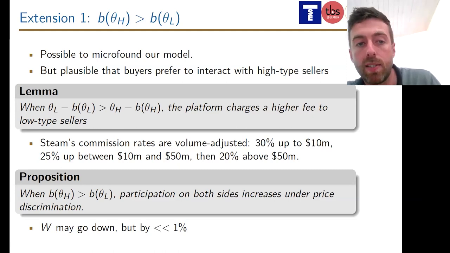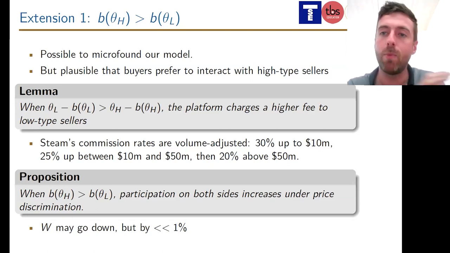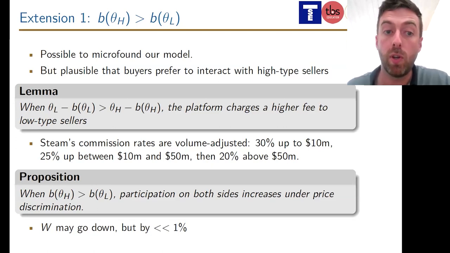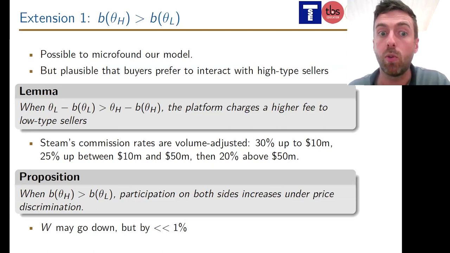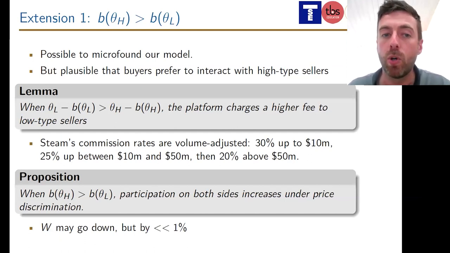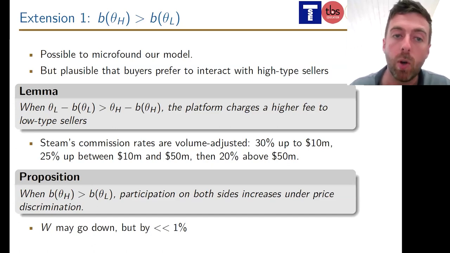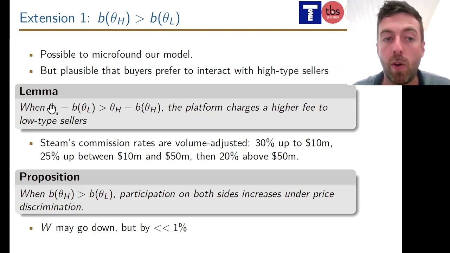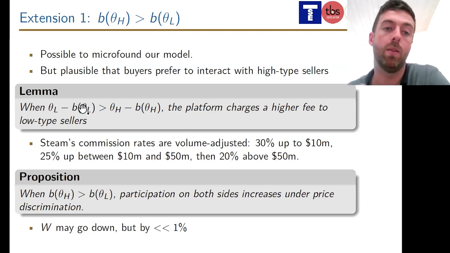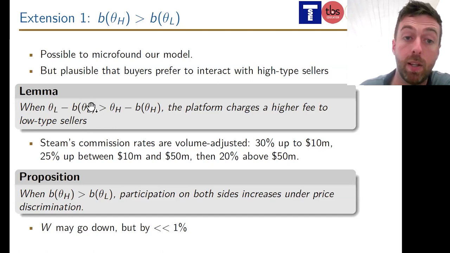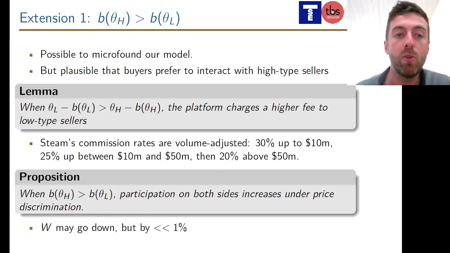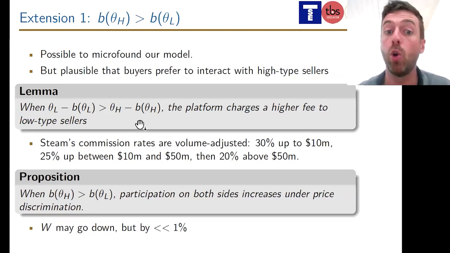And so we have a lemma about how the platform charges. In the baseline model, the platform always charges a higher price to the high-types. This may actually be counterfactual. In some markets, what we observe is that the popular app developers are charged a lower commission or things like that. So when you allow B to be different depending on the type, then you can find this result, because what matters is the difference between how much a seller benefits from interacting with a buyer, and how much the buyer would like interacting with this seller. And so basically, the more value you generate either for yourself or for the other side, the lower the fee that you pay.